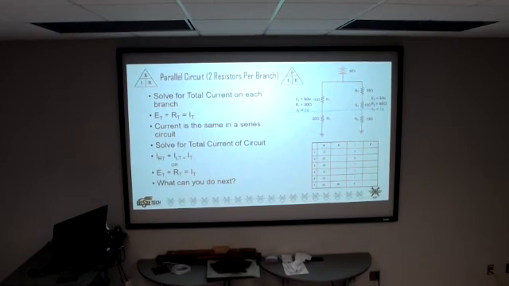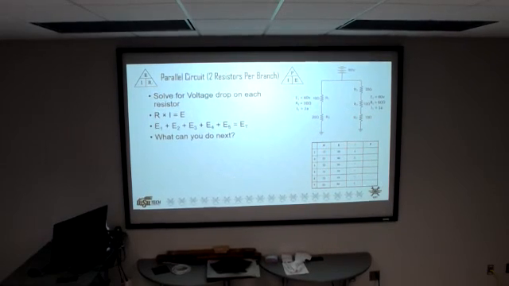All right, so what's the next thing that we can do on here? Find the rest of the voltage drops. Yes, so we can find our voltage drops. We're going to solve for voltage drop on each resistor. R times I gives us E. That does not change, okay?